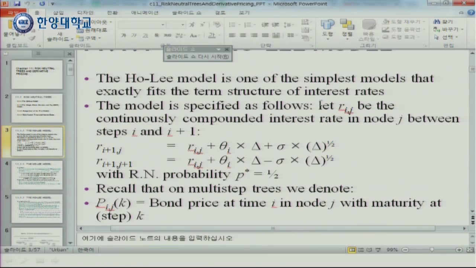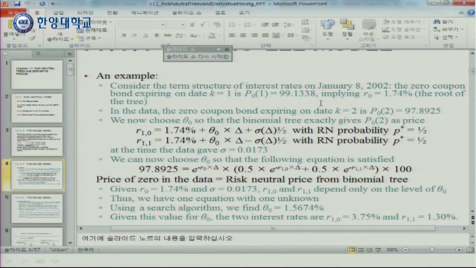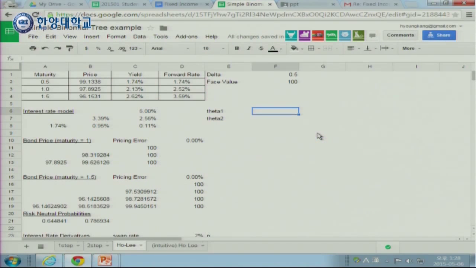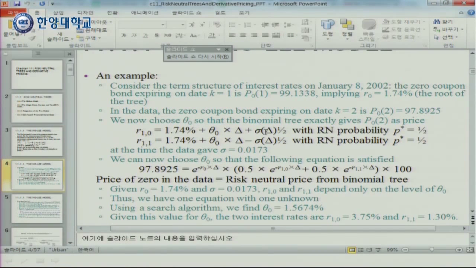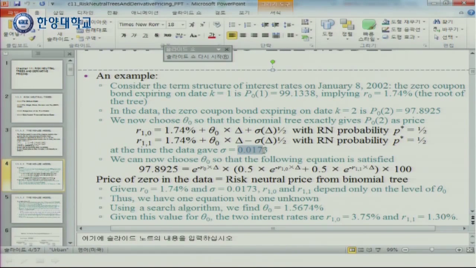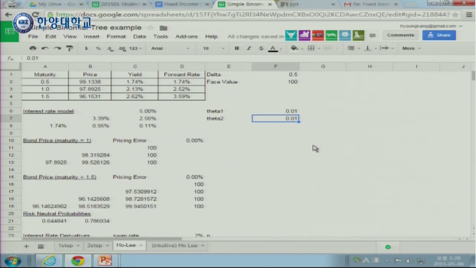Let me pick the initial values for theta 1 and theta 2, like 0.01 and 0.01. Okay. So this is just an arbitrary value. And then we need the interest rate volatility, which is this one. Let me use this one. We want to make it consistent with the textbook.